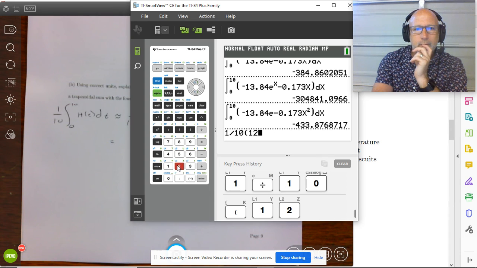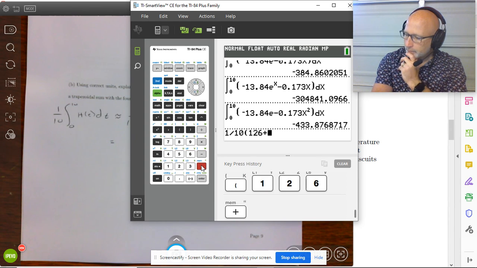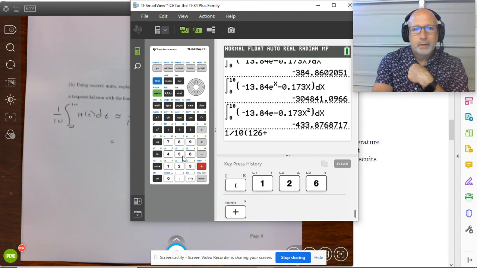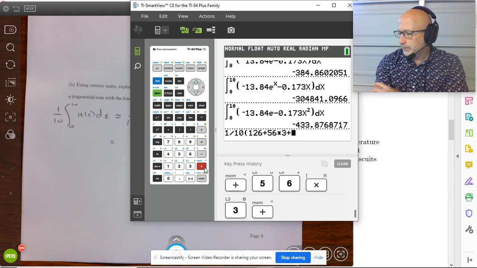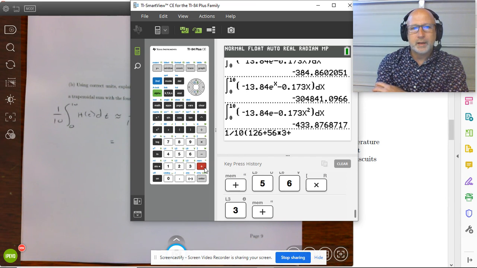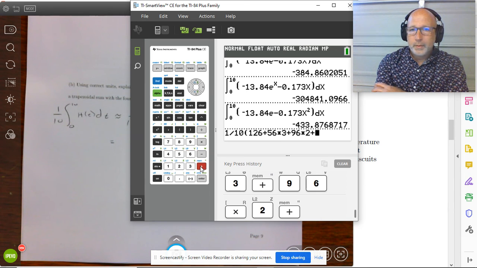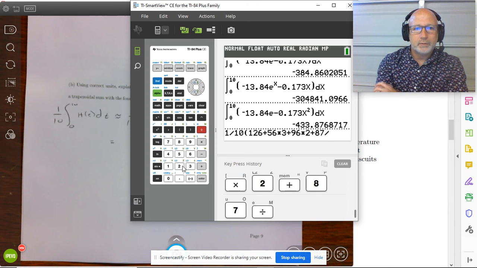So 126 plus, and the next one is going to be 56 times 3. Okay, so 56 times 3, and then plus 52 plus 44. 52 plus 44 is 96, so it's 96 times 2. And then plus, 44 plus 43 is 87, but you have to divide that by 2. So I have 87 divided by 2.